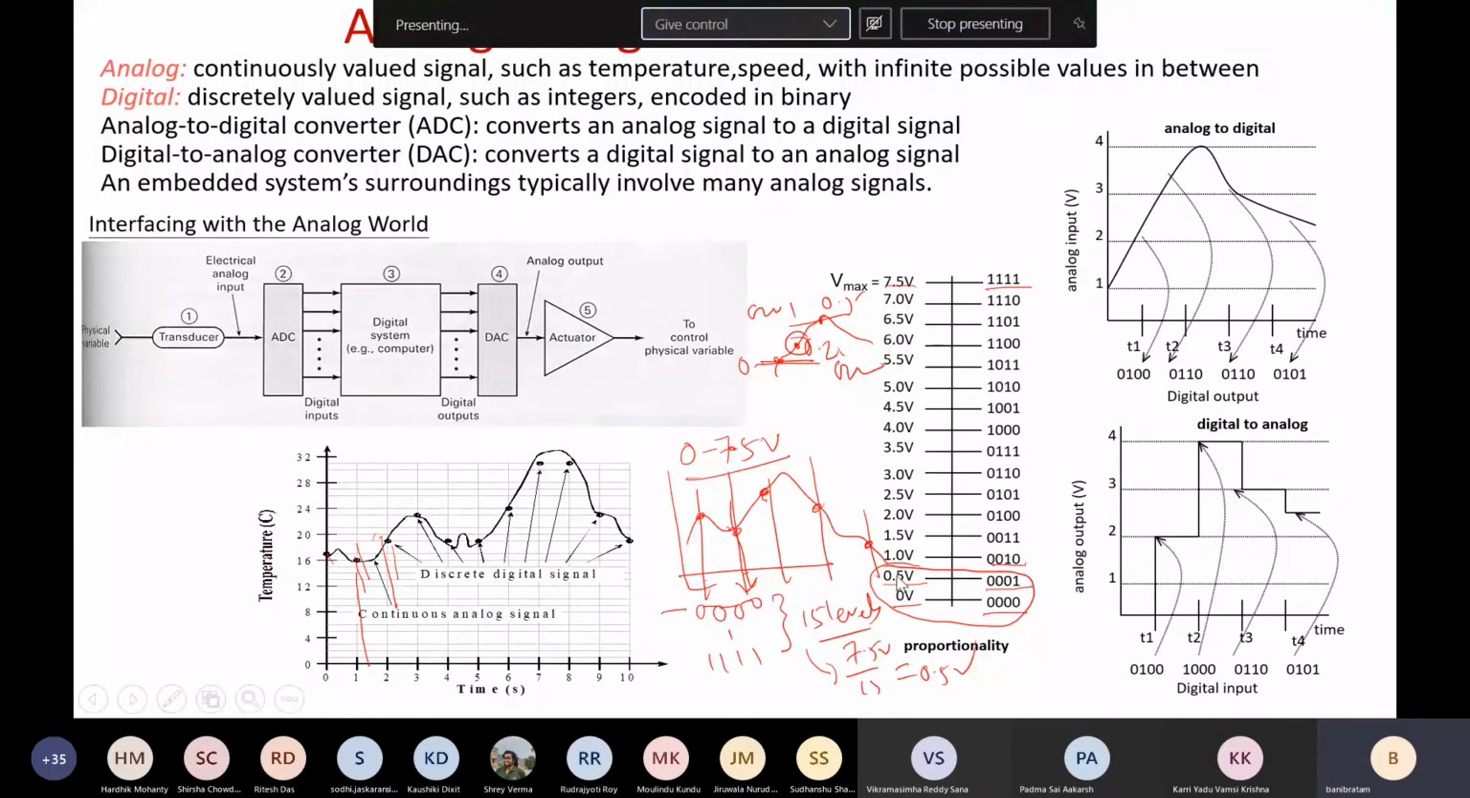Why accuracy? Because if we consider 4 bits, then the minimum you can measure is 0.5. If the value is 0.2, then it will be approximated to either 0.5 or 0, right? But if you use 5 bits, then even a minimum value of 0.25 can be measured correctly, right? So as you increase your bits, the resolution and accuracy will improve. But what is the disadvantage? The cost will increase, or the computation time might increase, likewise.